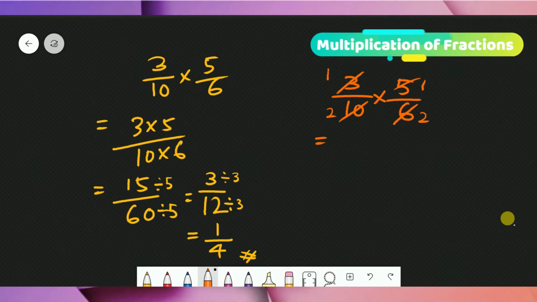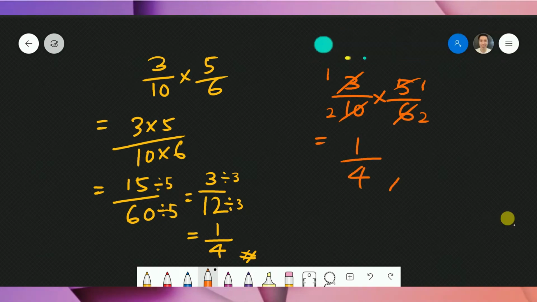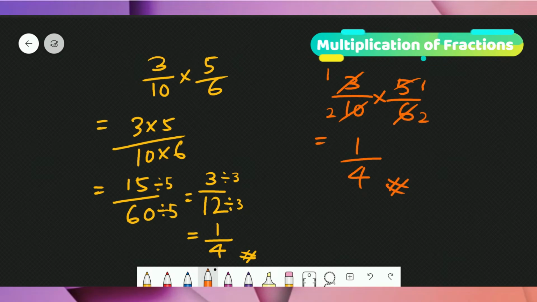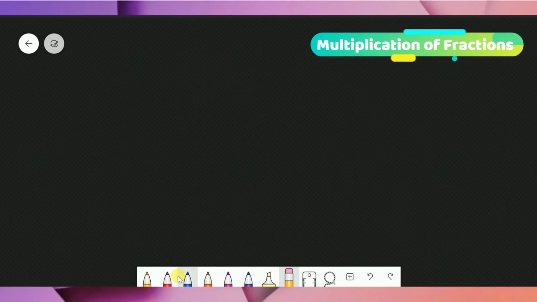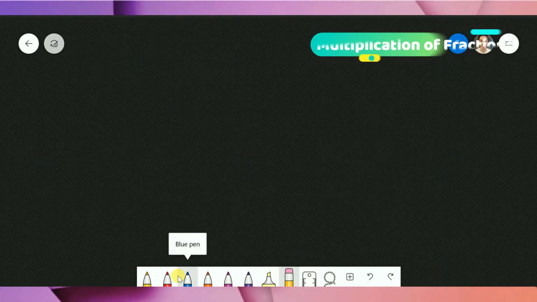1 times 1 will give you 1. 2 times 2 will give you 4. So the answer is 1 over 4. Alright. Next example is going to involve the multiplication of a normal fraction and a mixed number.